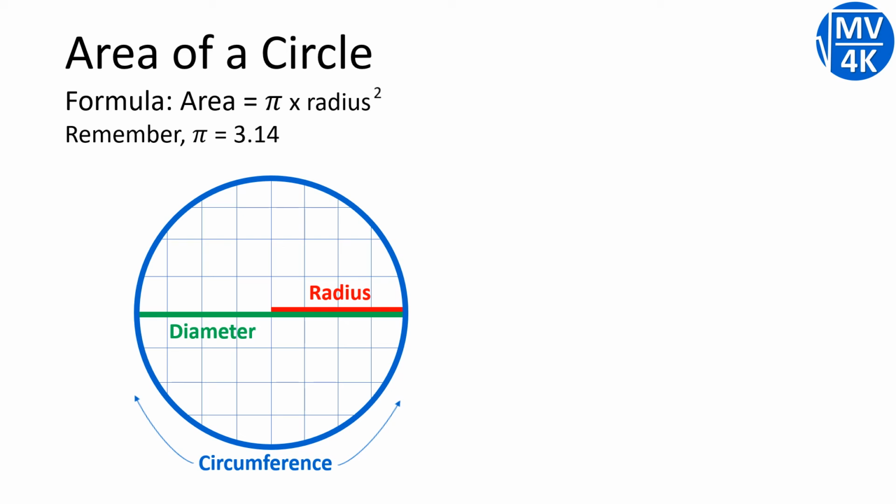And then finally, the circumference is the distance all the way around the circle. Circumference is another sort of word for perimeter of a circle. And so we see the formula says area equals pi times radius squared. And remember pi, that's the number we use relating to circles that equals 3.14. So if we want to find the area of this circle, we would need to remember our formula, pi times radius squared. Pi equals 3.14.